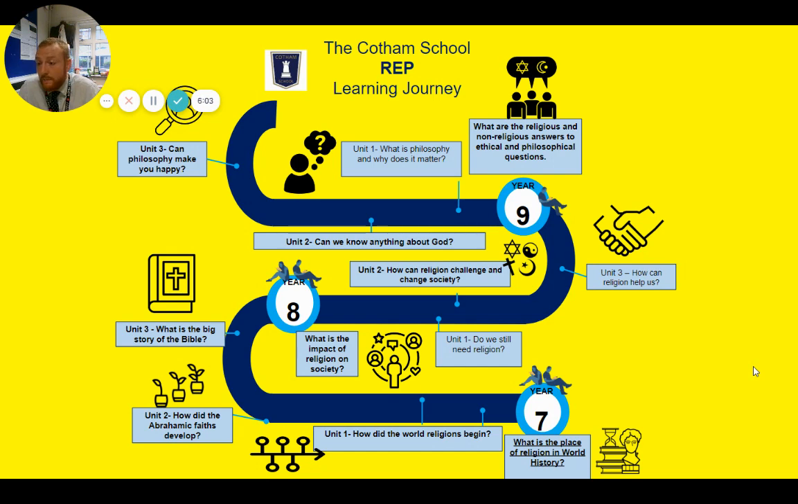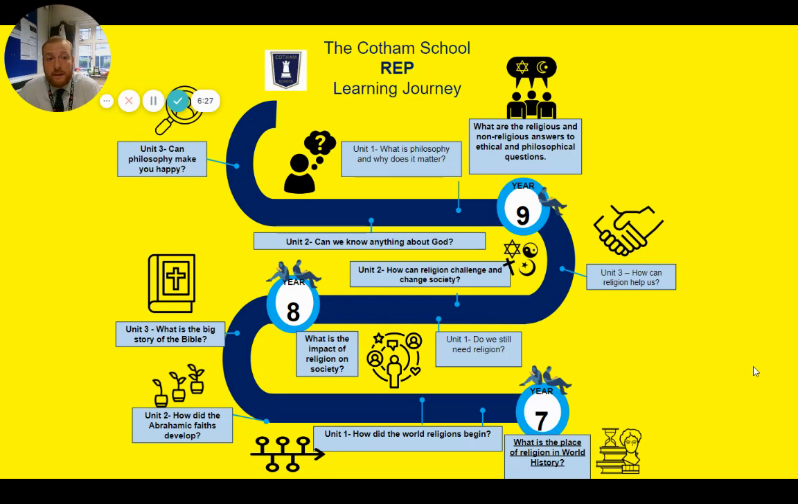In year 9, Unit 1 is based on the idea of what philosophy is and why it matters. Unit 2 is can we know anything about God? And finally, Unit 3 is can philosophy make you happy? So again, those are an overview of the learning journeys, an overview of the content that is taught and that students receive.